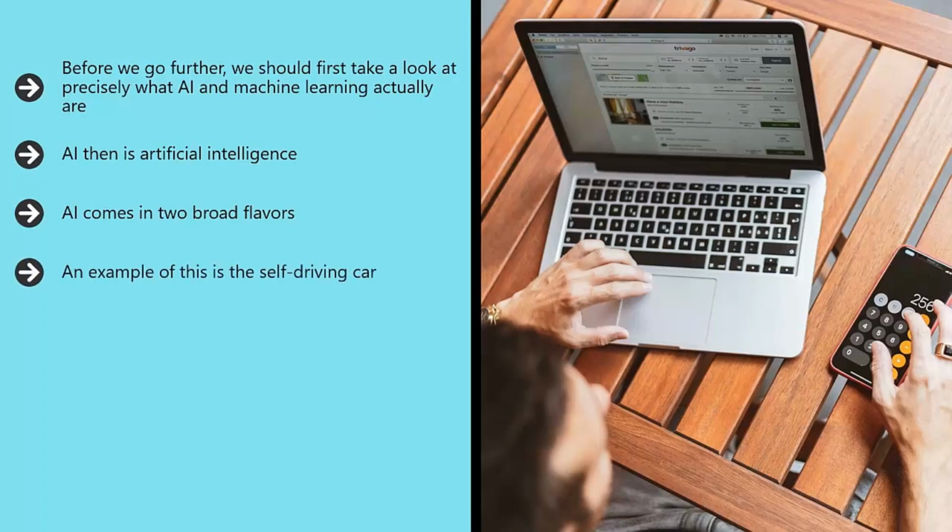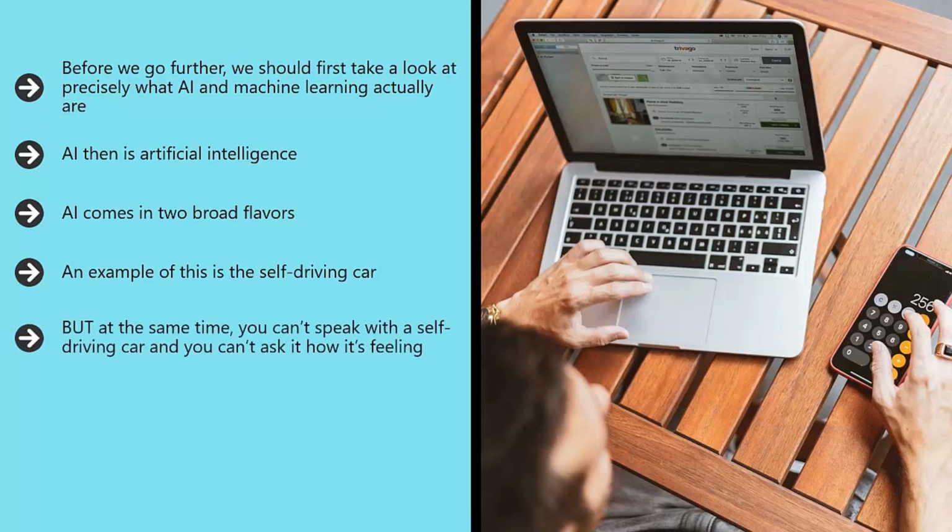An example of this is the self-driving car. This form of AI is capable of knowing the positions of countless cars on the road and being able to respond by steering, accelerating, braking, etc. If you were to watch a self-driving car from the outside, you might think a human were driving. In that way, it does a job that would normally be considered a human role. But at the same time, you can't speak with a self-driving car and you can't ask it how it's feeling. A self-driving car would certainly not pass the Turing Test.